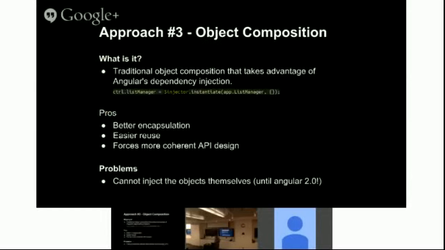Okay. And so using this object composition, you get some really nice benefits. You have better encapsulation because the details of the implementation of that list manager, in this case, are totally hidden from the consuming controller, other than the API that you have designed for that list manager. And because of this, it forces you to come up with a more coherent API for your list manager in this case, or what's happening with your controller.